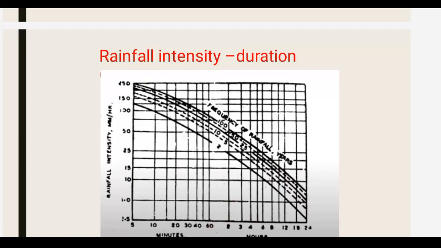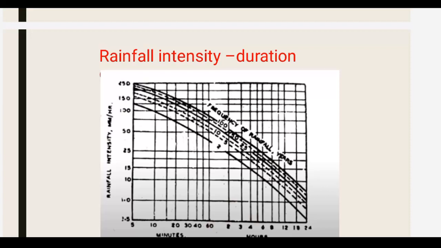Next, the time of concentration or duration of storm for design may be taken as the sum of inlet time and the time of flow through the drain. The frequency of occurrence of a storm or the return period may be taken as 5 years, 10 years, 25 years, 50 years, like that. So these frequencies are mentioned in years.